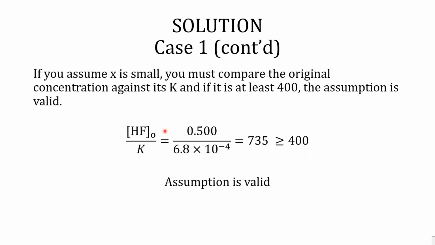If you assume X is small, you must compare the original concentration against its K value. And if it is greater than or equal to 400, the assumption is valid. If we take the initial concentration of HF and divide it by its K value, it equals 735, which is greater than or equal to 400. So the assumption that X is small is confirmed.